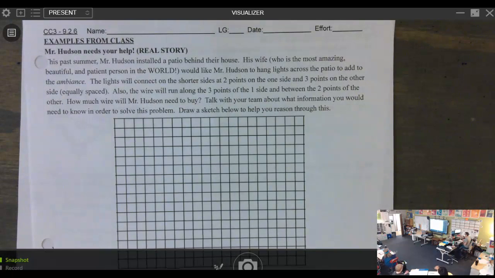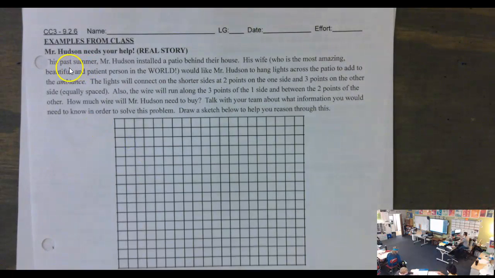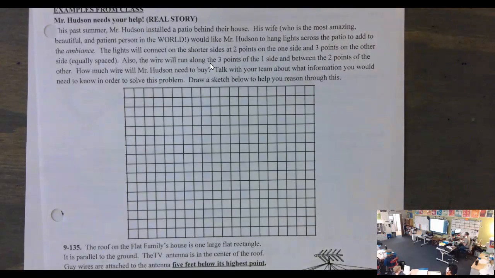So, this now should be not this past summer, but two summers ago. I installed a patio behind my house. No joke. So, my wife wanted me, and continues to want me to, because we take them down every winter, to hang lights across the patio to add the ambiance. If you don't know what ambiance is, you'll learn. Ambiance is like the feel of a space, how it all goes together, the feng shui of it, the furniture, the lighting, the fire. Well, you asked.